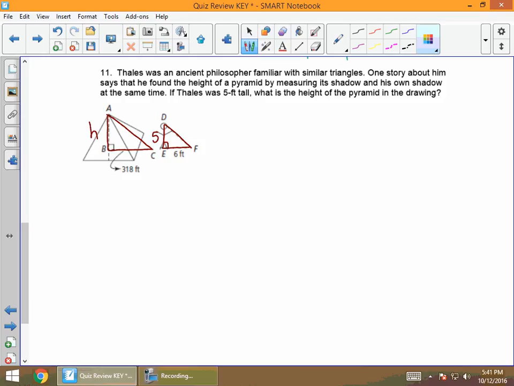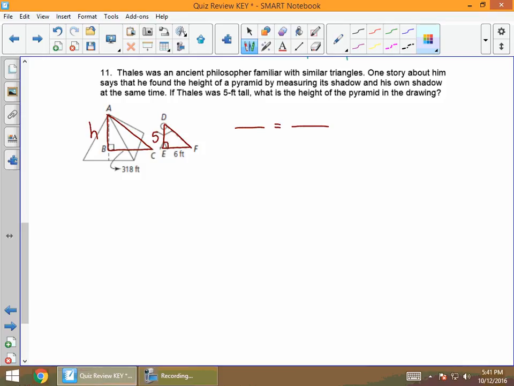So these two triangles are similar to one another. Again, if you wonder why, it's because they both have a 90-degree angle, so that's one angle they have in common, and they get measured at the same time, so the angle that the sun is hitting them is the same, so the shadow that is cast is coming from the same angle.